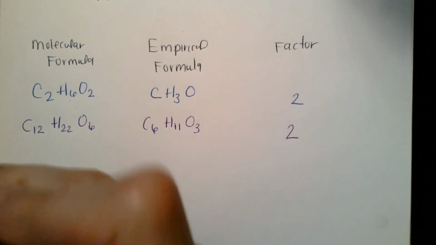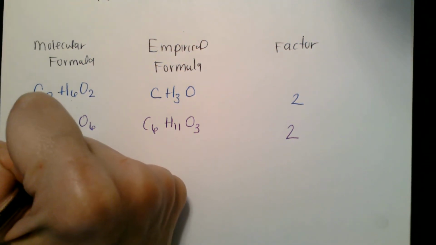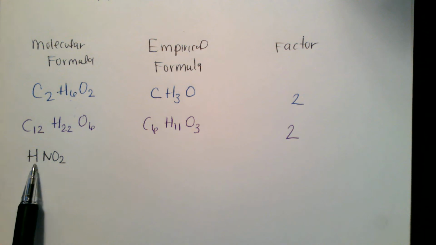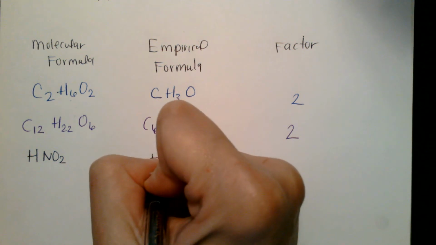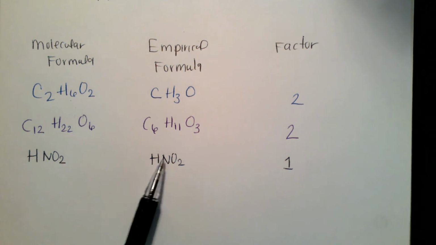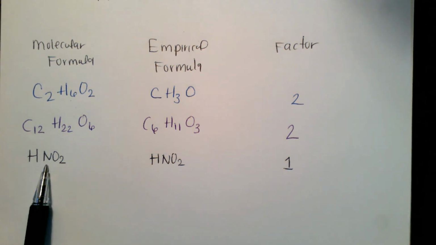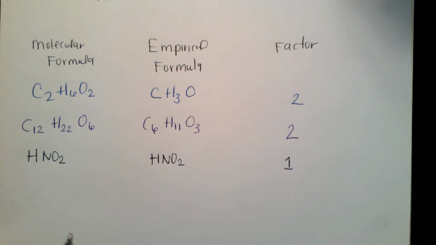Okay, our last one is HNO2. So if we look through here, since these are both 1, there's nothing we can divide through by to reduce these down. So they are the same. In this case, the empirical formula and the molecular formula are exactly the same because they're already in the smallest whole number ratio. So that is true. Sometimes something is already in its lowest whole number ratio and you can't reduce it down any further.